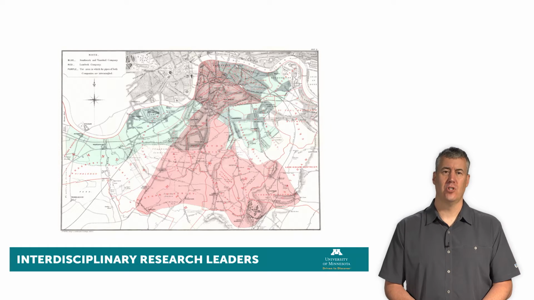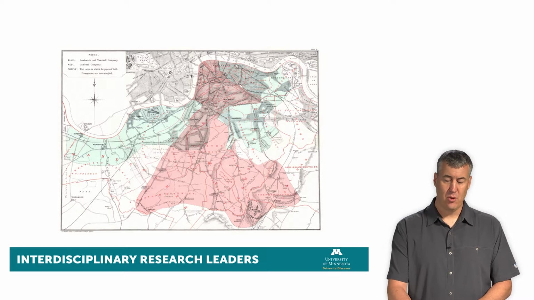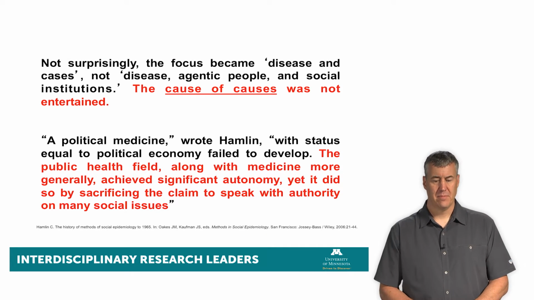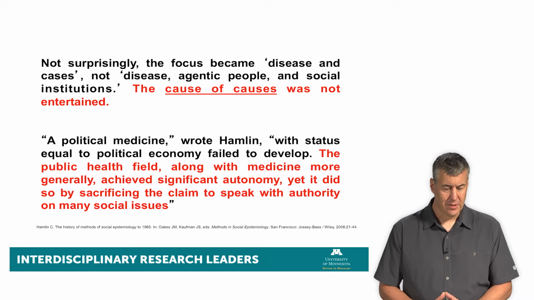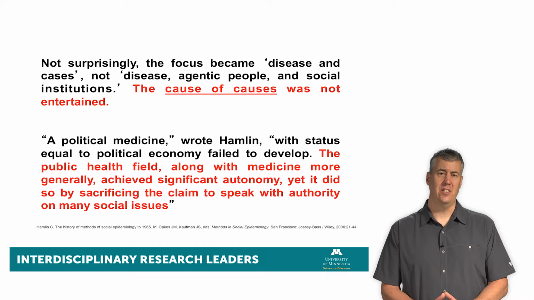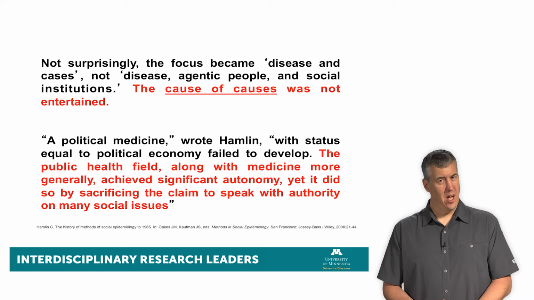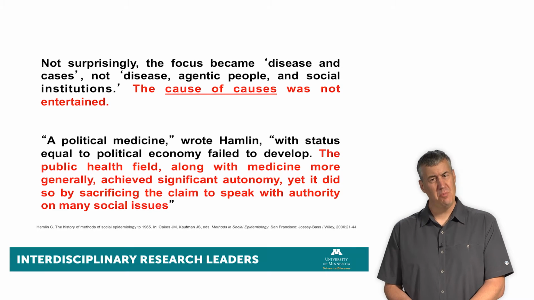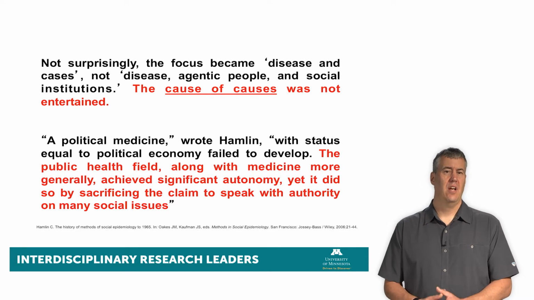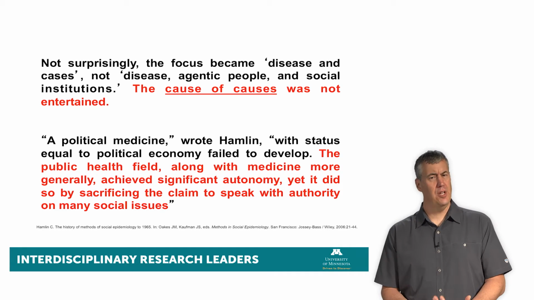Yet that's not how we understood it. We understood it as a purely biological phenomena and not a social phenomena. And so this had great implications. Some great quotes here. Not surprisingly, the focus became disease in cases, not disease agentic people in social institutions. The cause of the causes was not entertained. That is, okay, a bacteria is causing the infection, but where does the bacteria come from and why these people and not those people?